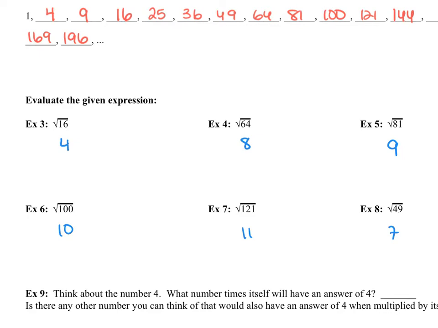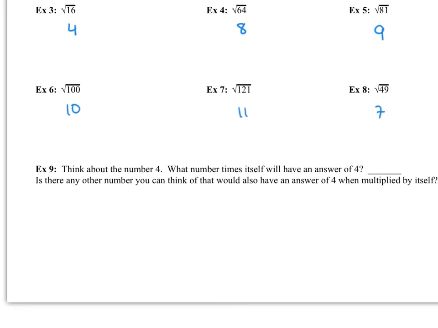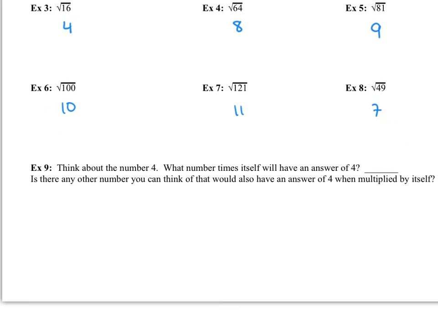So now what we're going to do, we're going to think about the number 4. And what number times itself will have an answer of 4? And of course, you're probably thinking 2. And we could prove that by saying 2 times 2 equals 4. But is there any other number that you can think of that would also have an answer of 4 when multiplied by itself? So try to think for a second. If you took something and multiplied it by its exact self, could you also get an answer of 4? So I want you to think about that just for a few seconds.